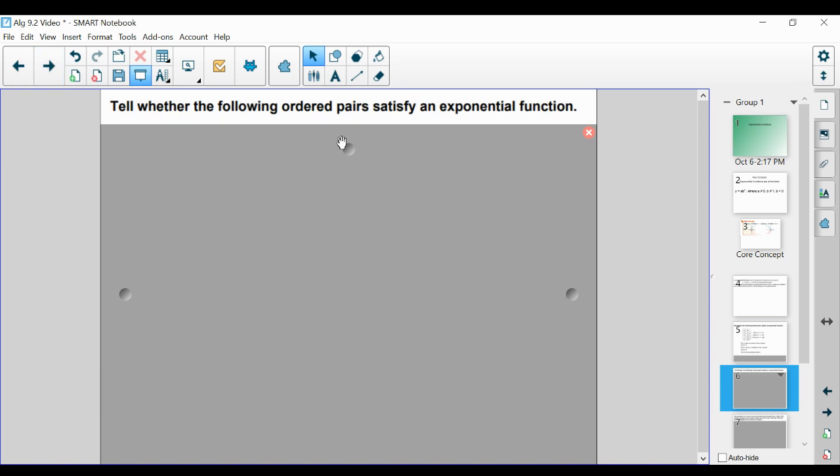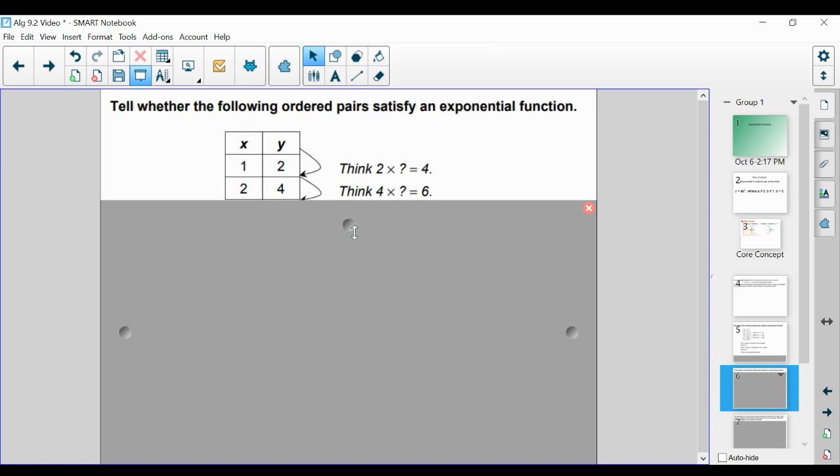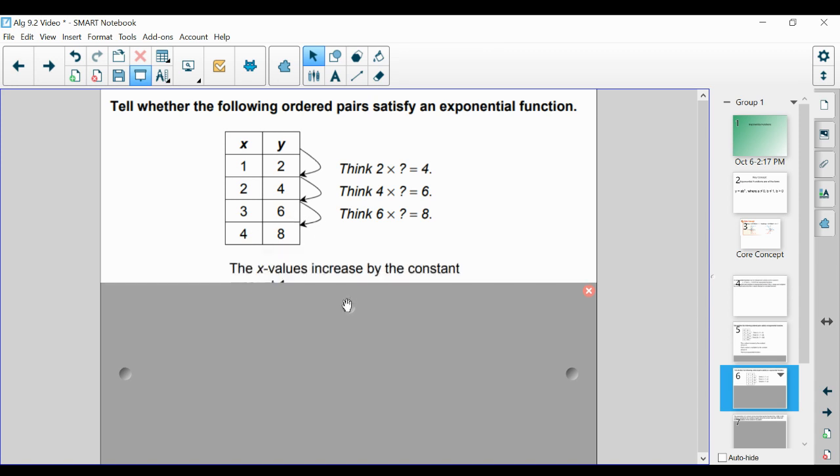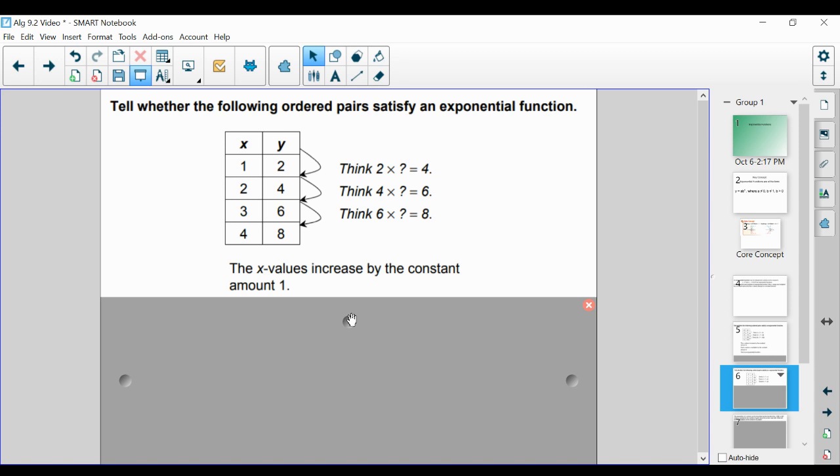Let's do one more. Let's tell whether the following ordered pairs satisfy an exponential function. Well, we have the x values 1, 2, 3, 4, and the y values are 2, 4, 6, and 8. So we have to think about, hey, are our x values increasing by adding and y values increasing by multiplying? Well, the x values increase by the constant of 1. 1 plus 1 is 2, 2 plus 1 is 3, 3 plus 1 is 4.